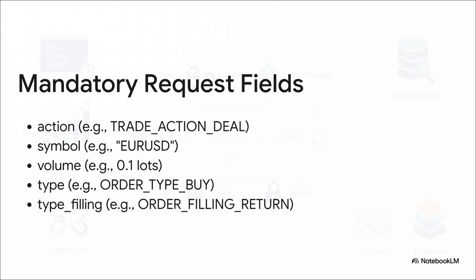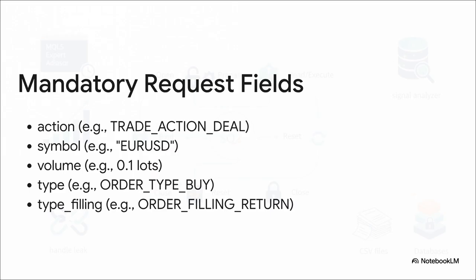Stripping away all the noise, these right here are the absolutely mandatory fields you have to populate in your MQL trade request to execute a basic market order. You've got to tell the server the action you want, the symbol you're trading, the volume, the direction type like buy or sell, and the filling policy. If you miss even one of these, your order send function will fail before it even reaches the server.